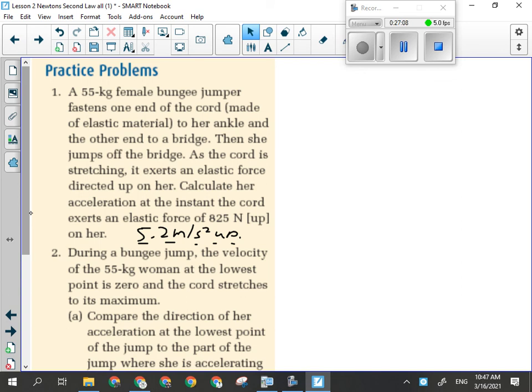Okay, still an elevator question. The bungee jumper is still an elevator. There's gravity pulling downwards and hopefully the bungee cord pulling upwards.